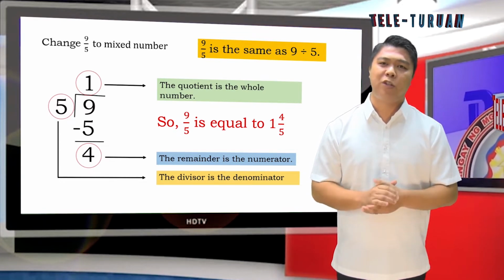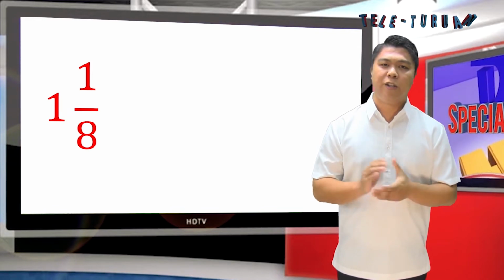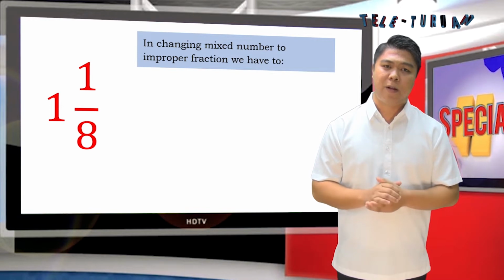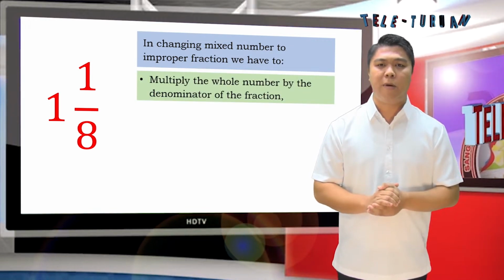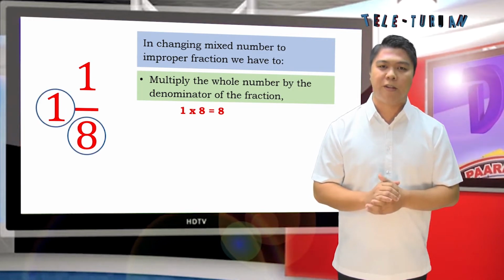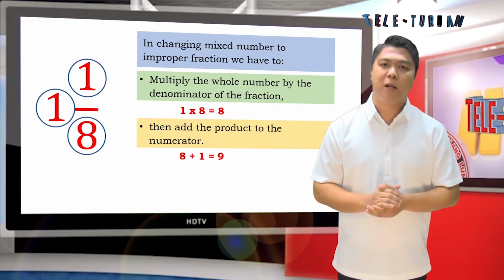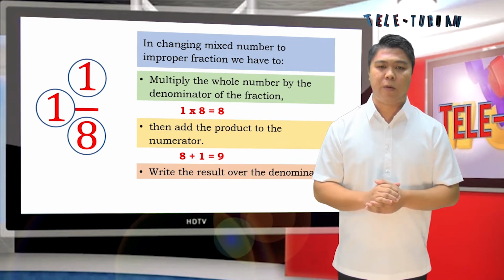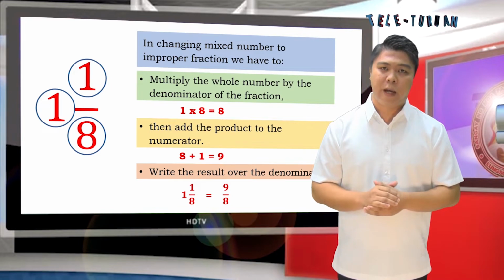Let's now talk about changing mixed number to an improper fraction. In changing mixed number to improper fraction, let's have an example. Let's have 1 and 1/8. Multiply the whole number by the denominator of the fraction. 1 times 8 is 8. Then add the product to the numerator. 8 plus 1 is 9. Write the result over the denominator. So, 1 and 1/8 is equal to 9 over 8.